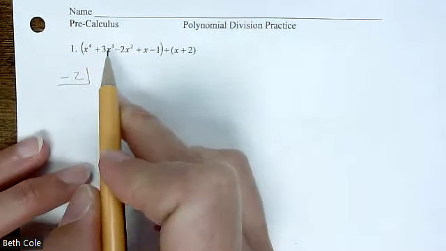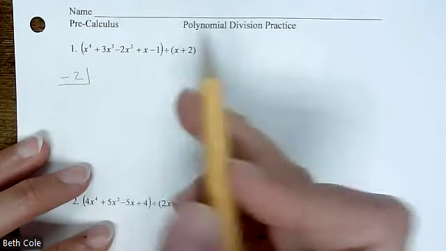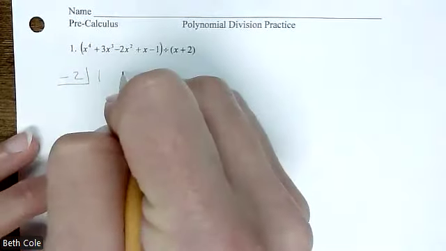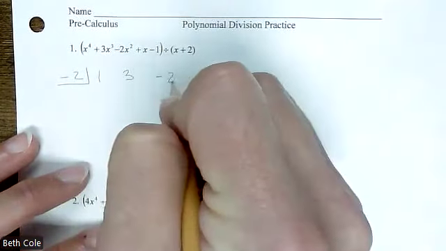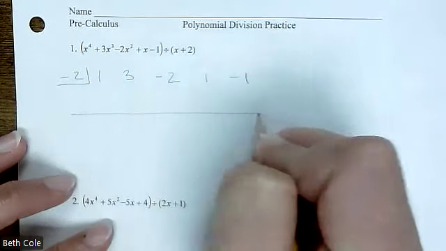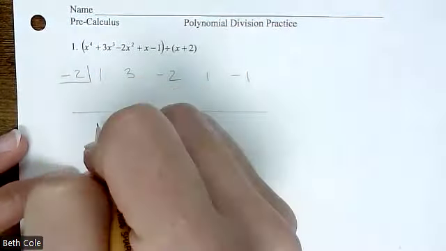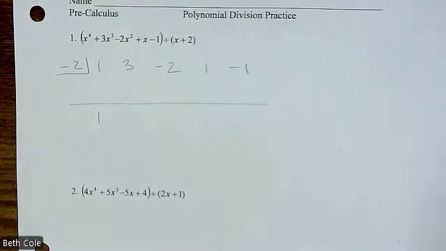And then you're going to make sure that your exponents are in descending order. So this goes 4, 3, 2, 1, 0. So we're good. We're going to just take all of the coefficients. This one's a 1, 3, -2, 1, -1. Draw our line. Now you can't start until you bring down the first number, and then you just multiply, add until you get to the end.